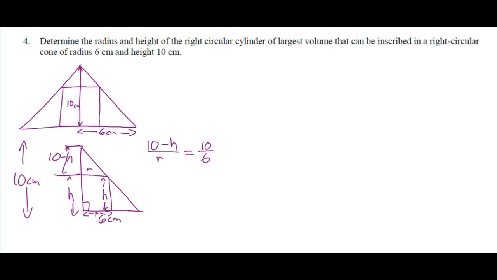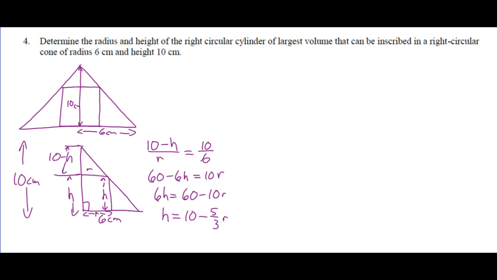Okay, so we can work on solving this. We get 60 minus 6h is equal to 10r. We'll solve this for h in terms of r. So 6h will be 60 minus 10r, and h is 10 minus 5/3 r. So we have an expression for the height in terms of the radius.